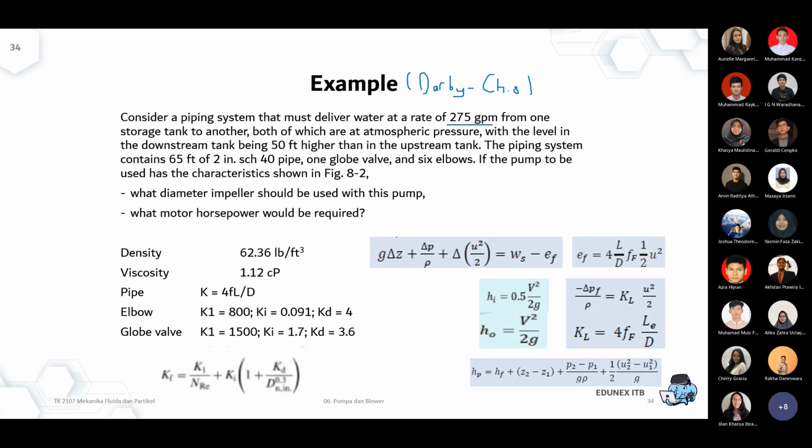Water at 275 GPM from one storage tank to another, both of which are at atmospheric pressure. So that's P1 and P2 equal to 1 atm, with the level of the downstream tank being 50 feet higher than in the upstream tank.